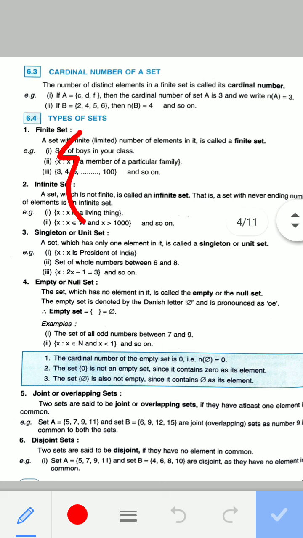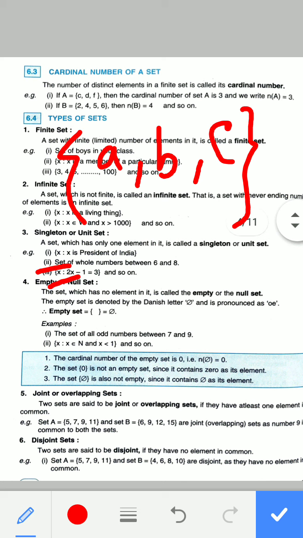Now if a set contains A, B, C, what is the cardinal number of this set? That is equal to 3. Why? The total number of elements in the set is 3. So the cardinal number should be 3. Likewise, what is the definition of the cardinal number? The total number of elements in a set is called the cardinal number.